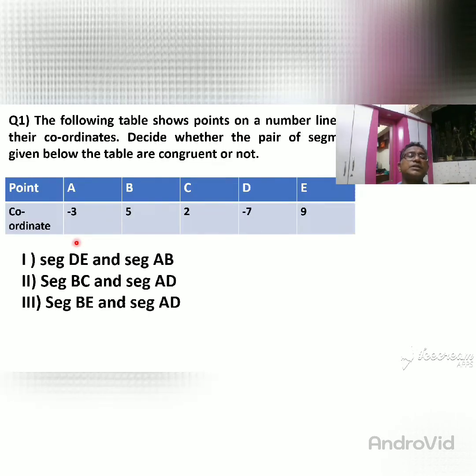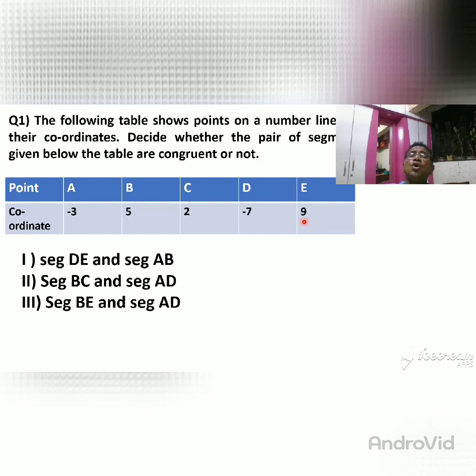See, they said distance D. So D point's coordinate is minus 7. So here, write minus 7. Understanding this first is important. So for segment D, you must find the distance D. Distance D means the distance between point D and point E. Is that clear? D point's coordinate is minus 7, and E point's coordinate is 9.